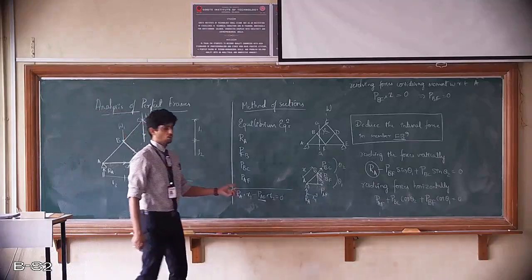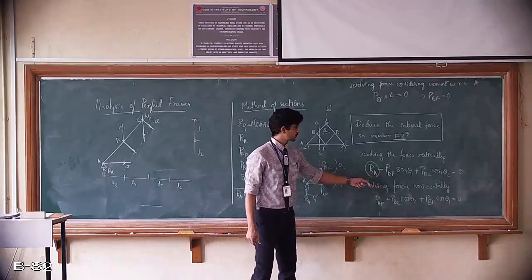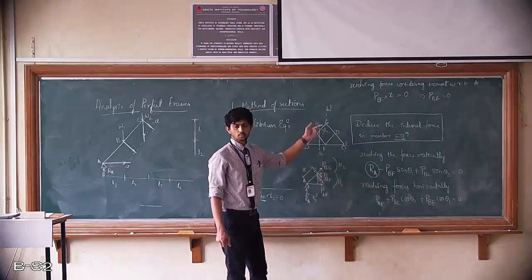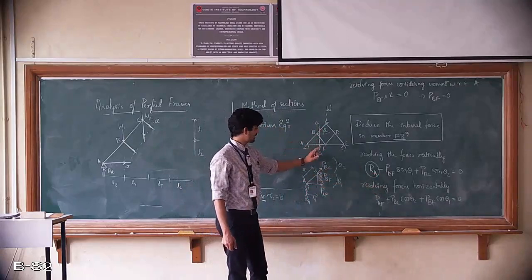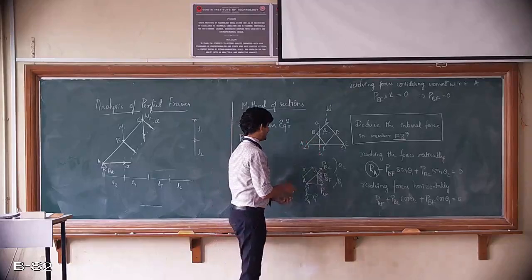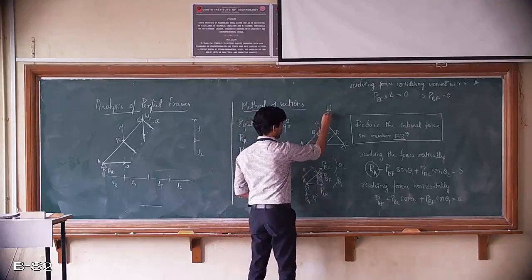So 4 unknowns are not solved using these 3 equations. So that will be a problem. So please remember, the section has to cut maximum 3 members, not more than 3. It can have less than 3, but not more than 3. That's the first thing. Second thing, it has to have one external load, either this support or this.